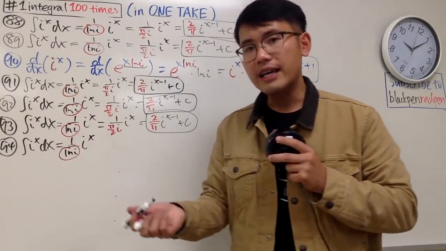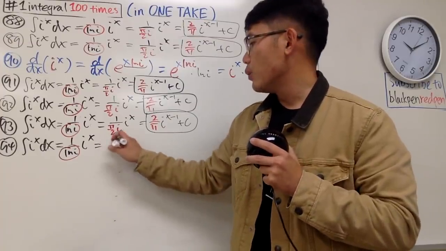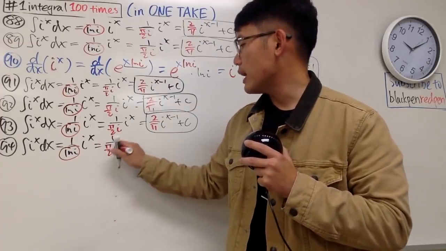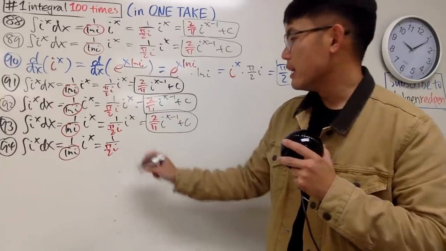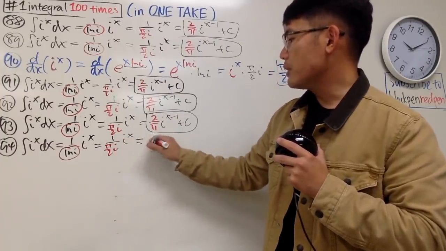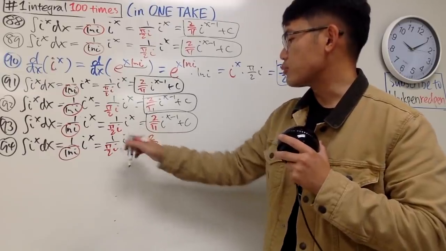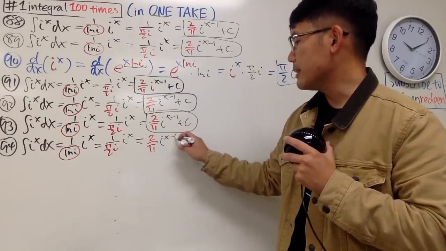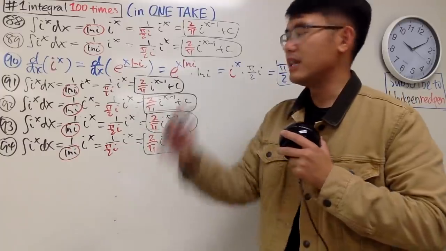And the natural log of i is pi over 2. So we get 1 over pi over 2i, pi i over 2. Okay? And then we get i to the x on the side as well. Don't forget about that. Take the reciprocal right here, which is 2 over pi, and then subtract the powers, which is i to the x minus 1 power, and then we're all done. So put a plus c like that.